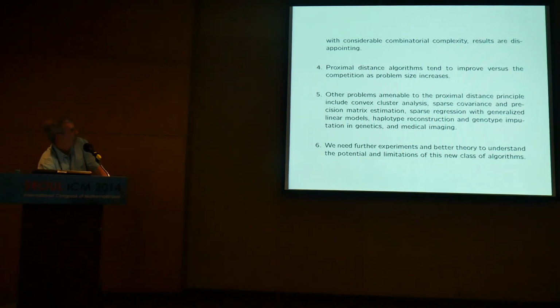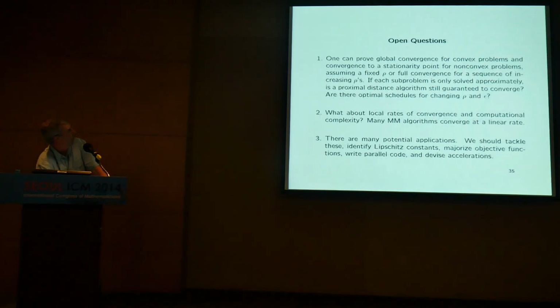So what do we need at this point? We need further experiments, and we need better theory to understand the potential and limitations of this new class of algorithms. So what are some of the open questions? Well, I can prove that the algorithms, at least in the presence of convexity, converge. I cannot prove how rapidly they converge. I don't have any local convergence rates, and I don't have any computational complexity rates.